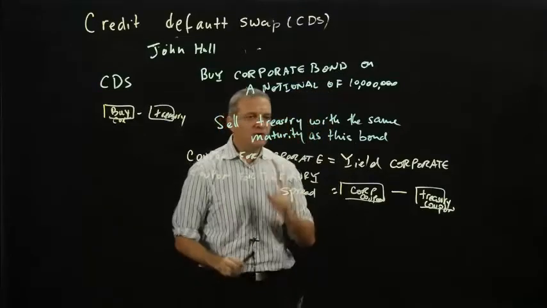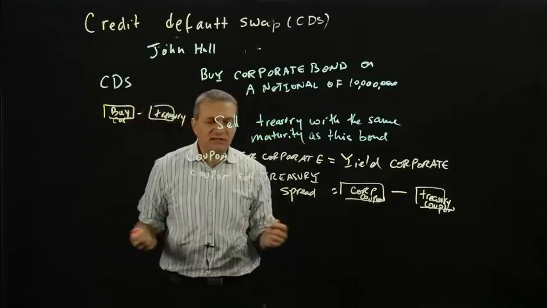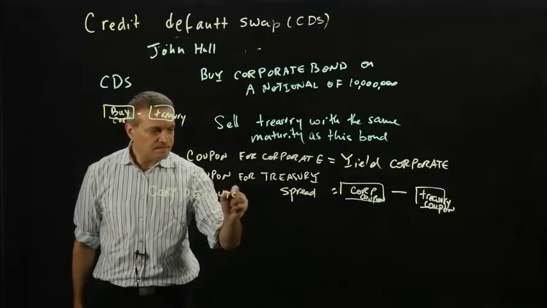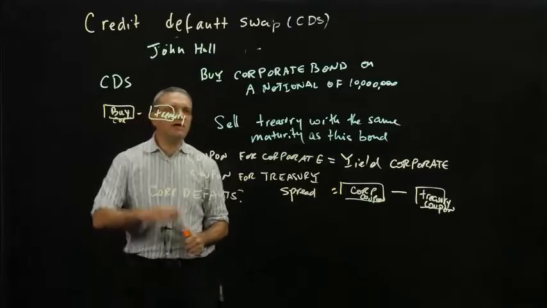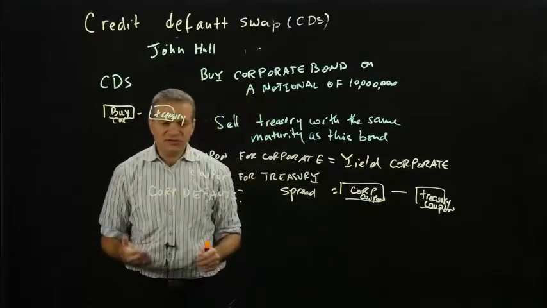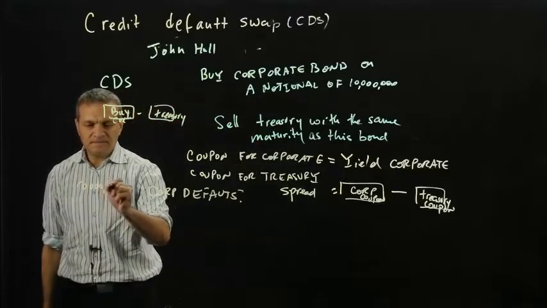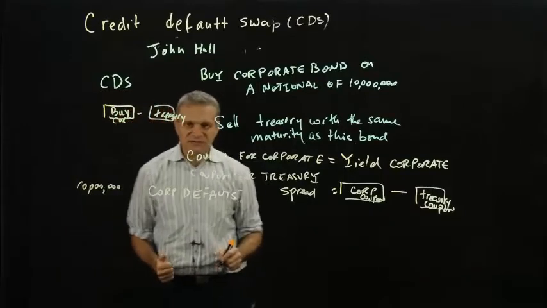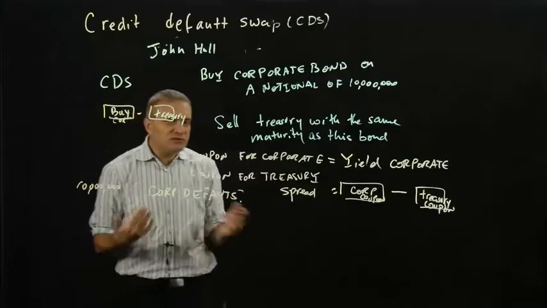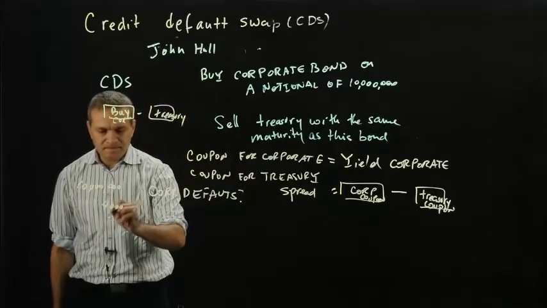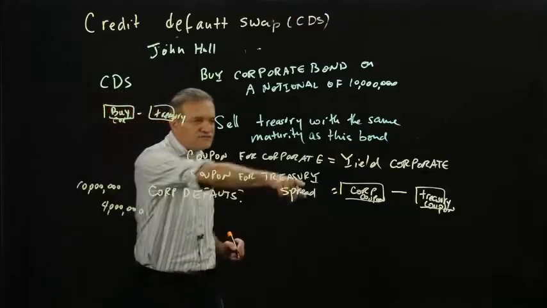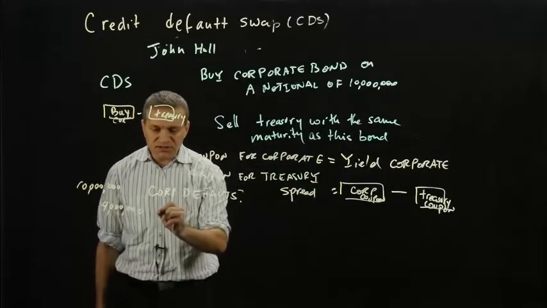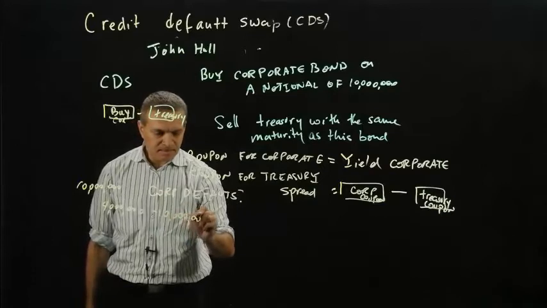Now, the treasury cannot default. But what happens if the corporate defaults? So the corporate defaults, say on 10 million. Basically you have a $10 million position. The corporate defaults, you will not get your money back, you will get some recovery rate, let's say 4 million. But then you have the treasury, which doesn't default on the 10 million. So at maturity, you are going to lose $6 million.